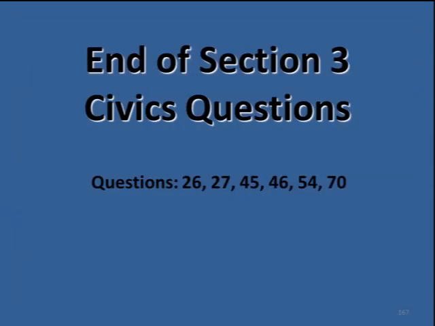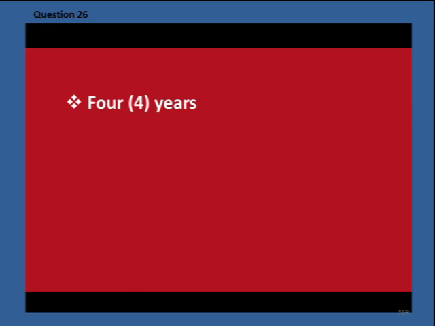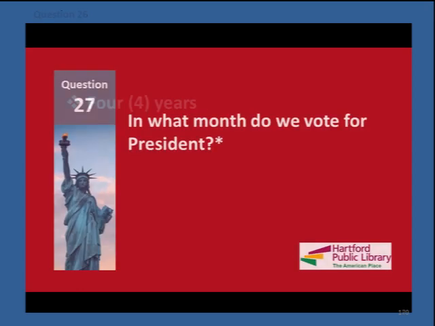This is the end of Section 3. We will now practice the related civics questions. Question 26. We elect a president for how many years? 4. A president is elected for 4 years and may serve only 2 terms. Question 27. In what month do we vote for president?